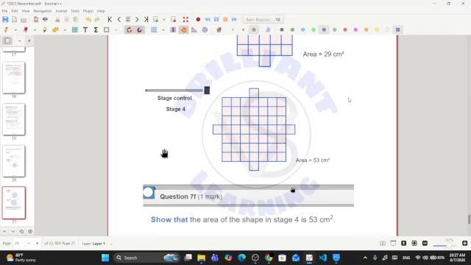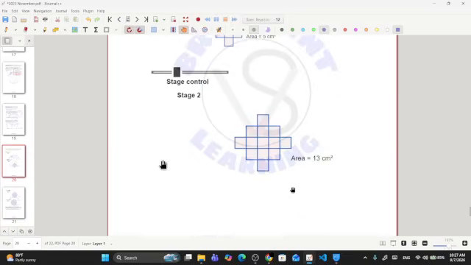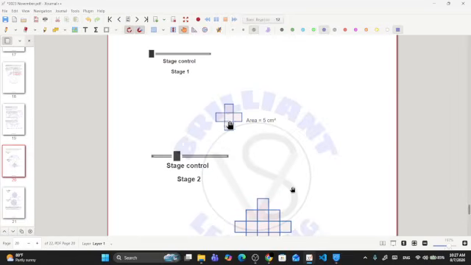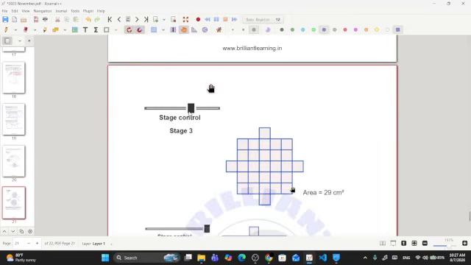Hmm. All right. So what was the area? What is the length of one side? So if the area of this is 5 and there are 5 squares in it, I suppose the area of each one is supposed to be 1 centimeter squared, right?